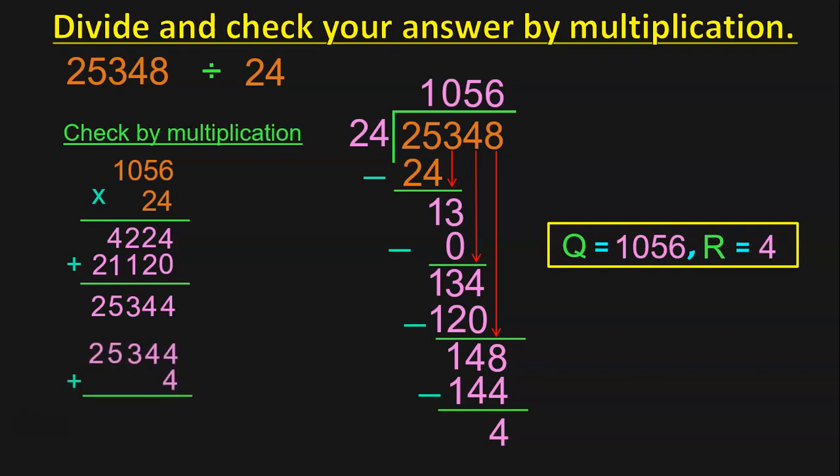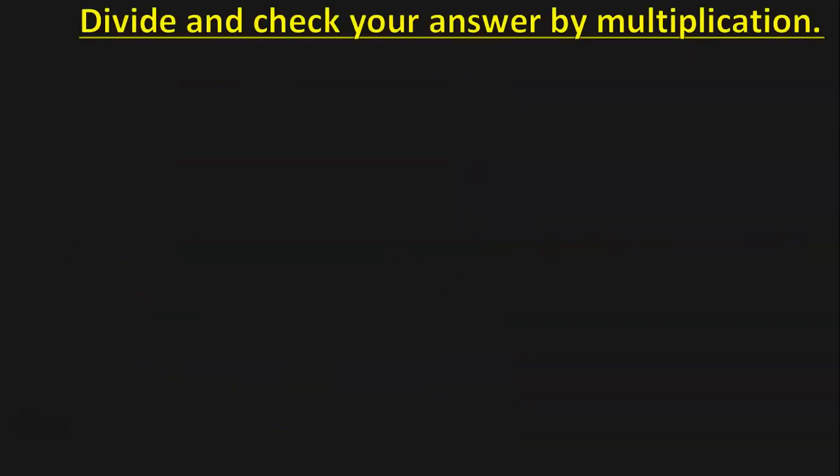So you'll have to add this 25,344 plus 4, which is the remainder. And you get the answer to be 25,348, which is our dividend. So the division that we have done is correct. Let us do another sum now. Divide and check your answer by multiplication.